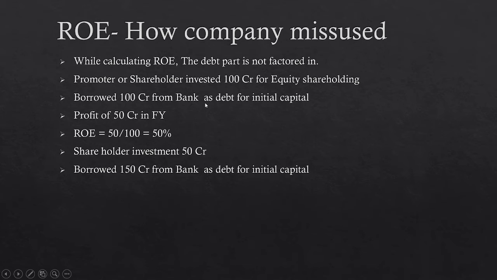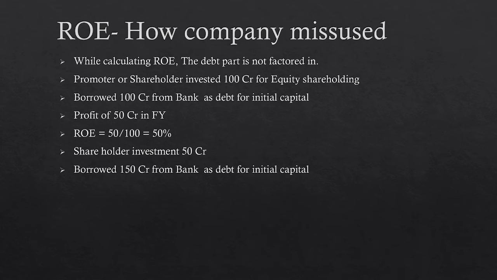So in this case, what will happen is your ROE will increase further, because 50 crores divided by 50 crores, your ROE will become 100%. So this is how in 2008 and 9 companies misused this factor. They borrowed a lot of money from financial institutions and banks, and they didn't show it in ROE. As we know from this formula, the debt part is not shown. So people believed that your return on equity is very good, so people invested and they got trapped in it. So this is how ROE was misused by the companies.